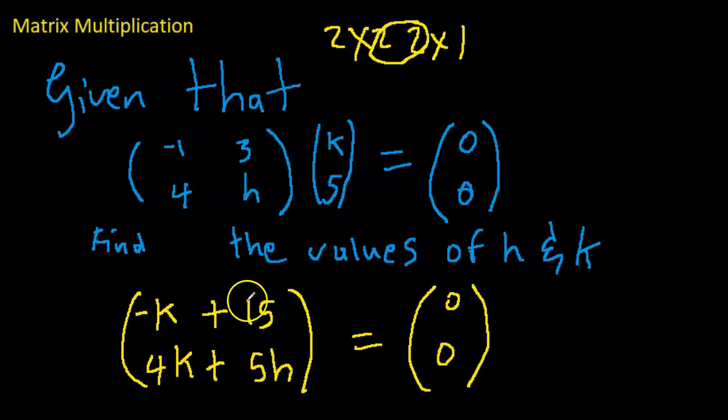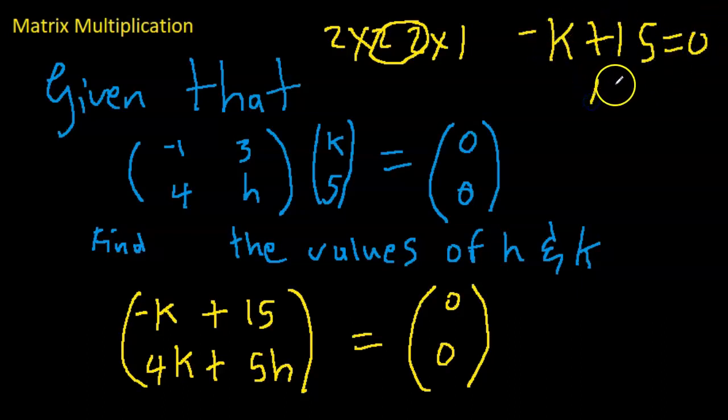Alright, now we are told that this times this equals 0, 0, and hence from the expansion, we end up with this. So we equate the top to the top and the bottom to the bottom. So we have minus K plus 15 is equal to 0. And if you bring over the negative K here, K is 15. Good? And so K is 15.